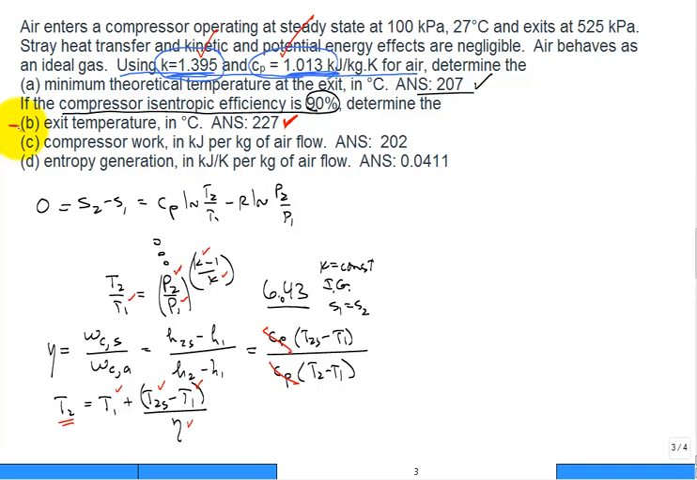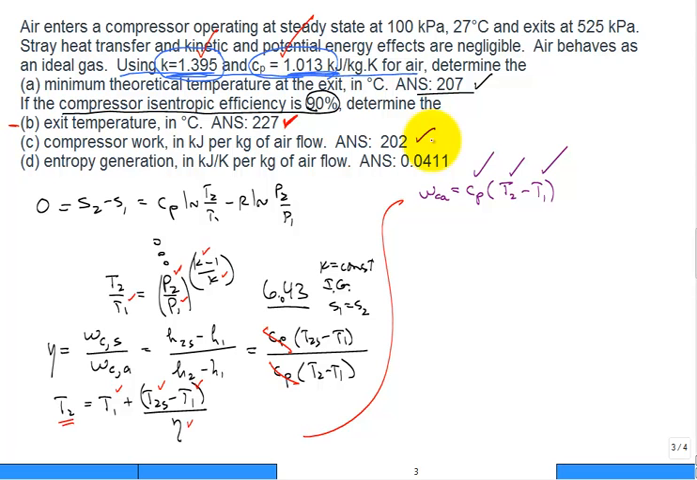And the compressor work, it was right here. You find that the work compressor actual is that constant specific heat times T2 actual minus T1. And we just calculated T2 actual, T1, C sub P given, and you calculate this for the compressor work, 202 kilojoules per kilogram of airflow.